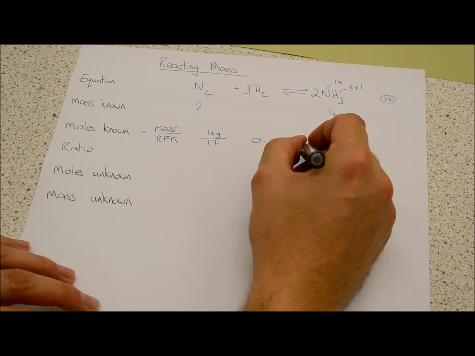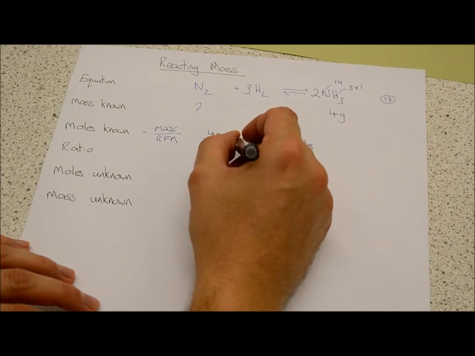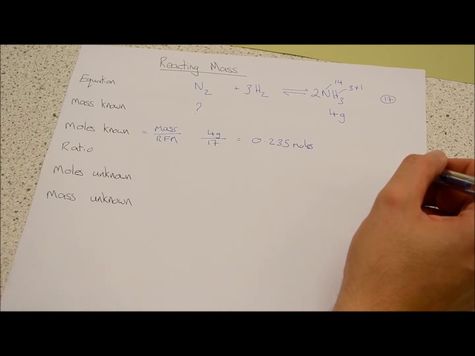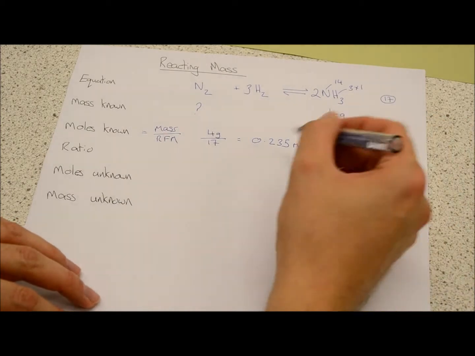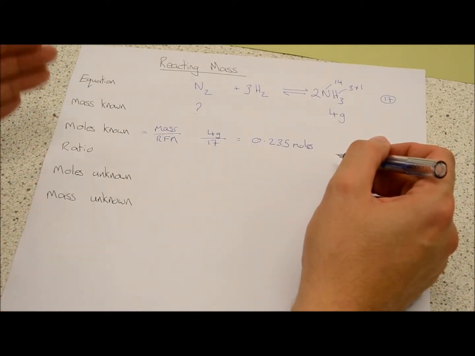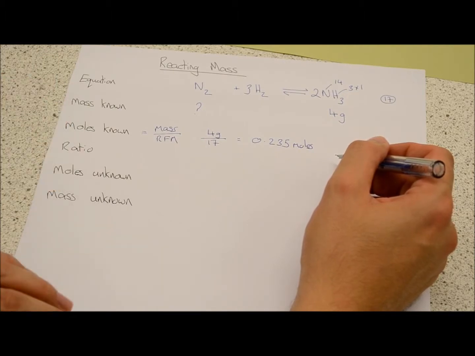0.235 moles. As a good tip, always leave the full number in your calculator, and then it'll carry on the full number of decimal places in the calculation. But always write the answer as you go along, because if you make a mistake, then an examiner will give you marks for how far you've got through it.